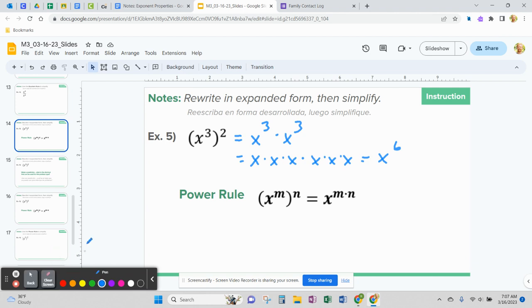So jot that down. While you're doing that, I'll show how this works in our shortcut form. So instead of expanding it all out, we could have rewritten this as x to the third power times 2, and that would simplify as x to the 6th power.